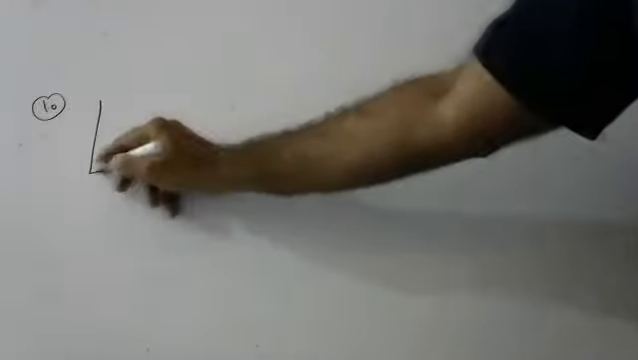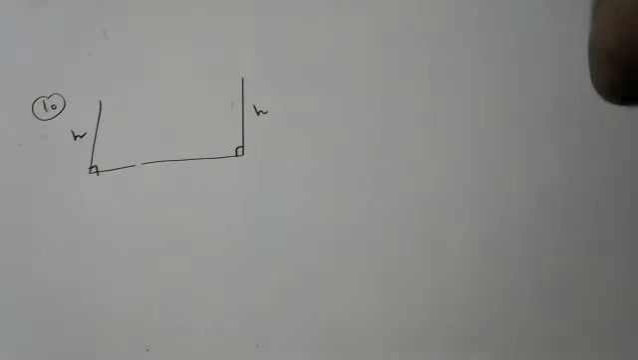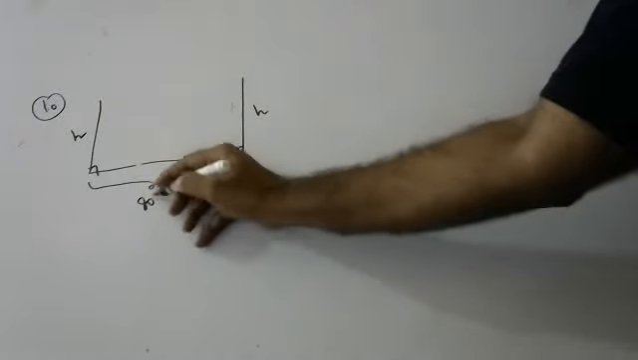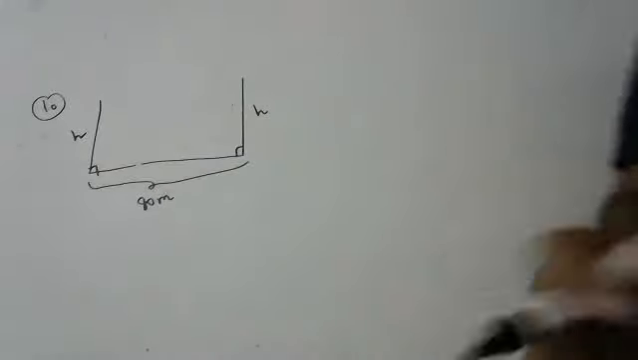10th sum. Two poles of equal heights. Children, there are two poles of equal heights. This is H, this is H. Poles means 90 degrees, okay? Two poles of equal height are standing opposite each other on either side of the road, which is 80 meters wide. From a point between them, not in the middle, children, somewhere in between, not in the middle.